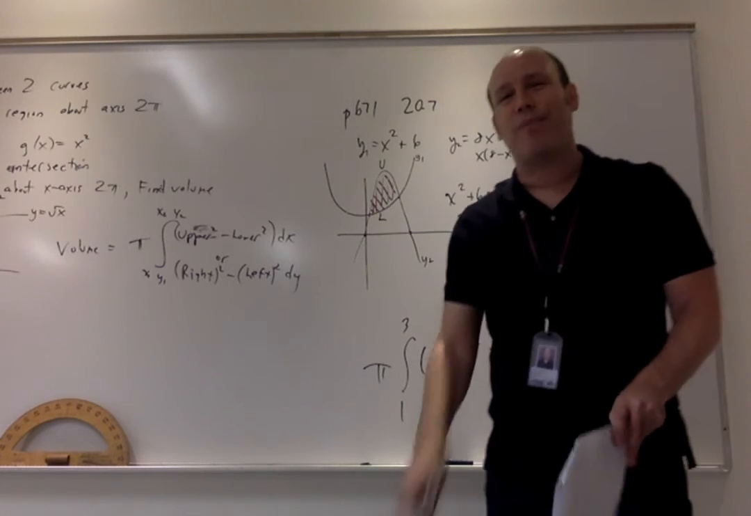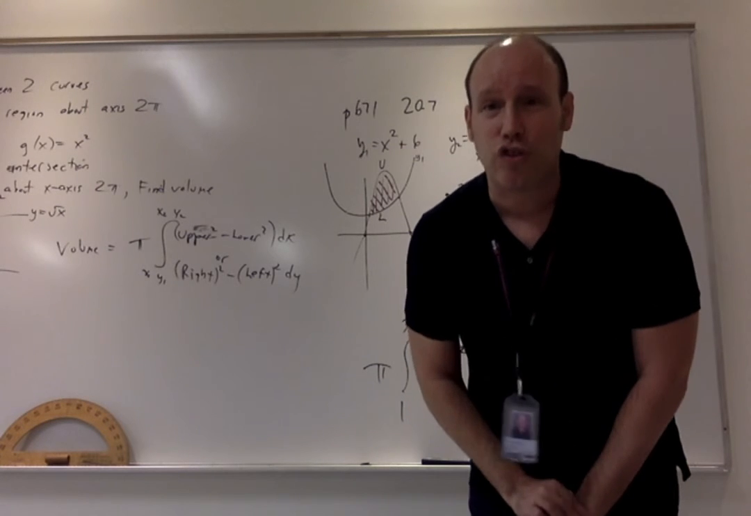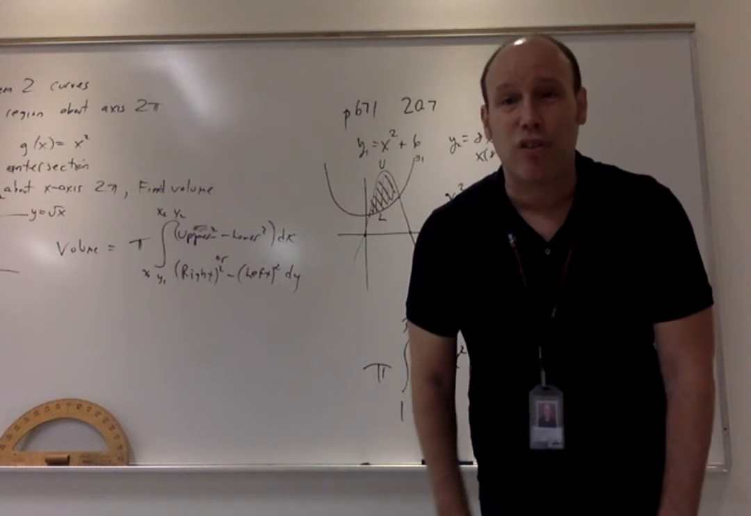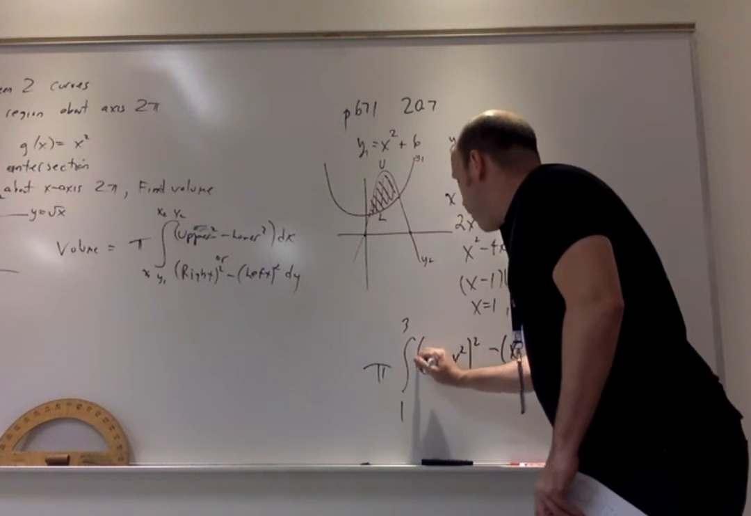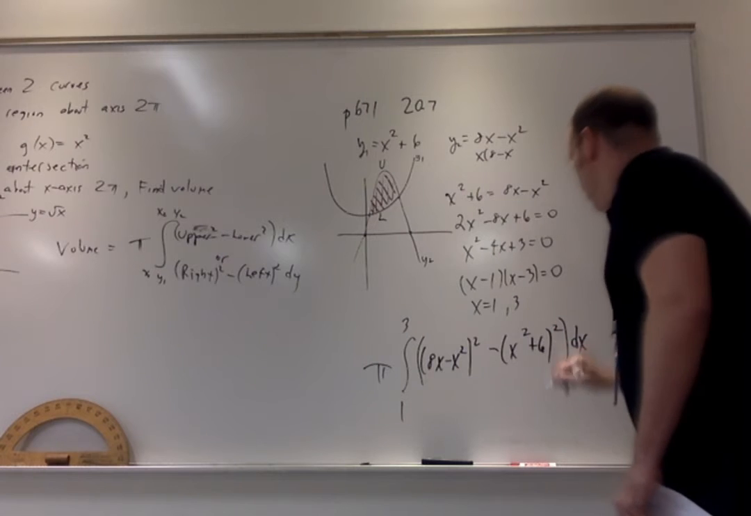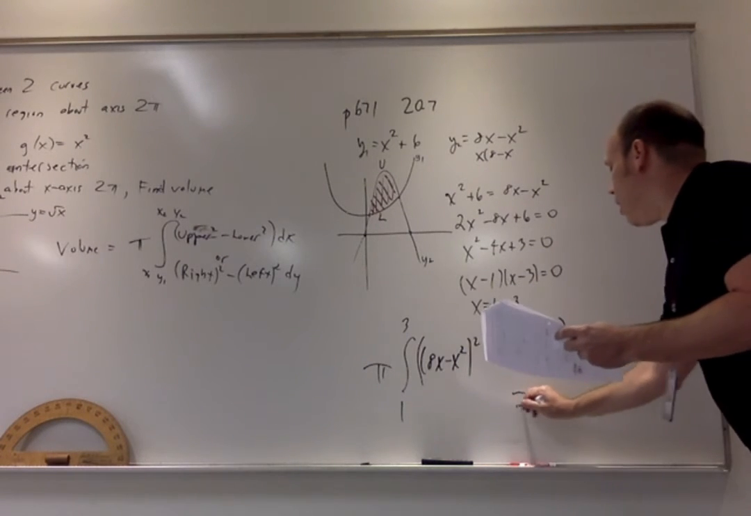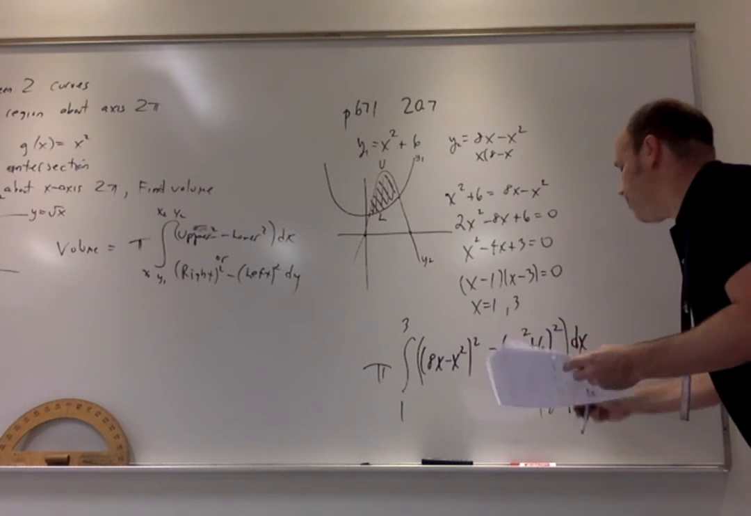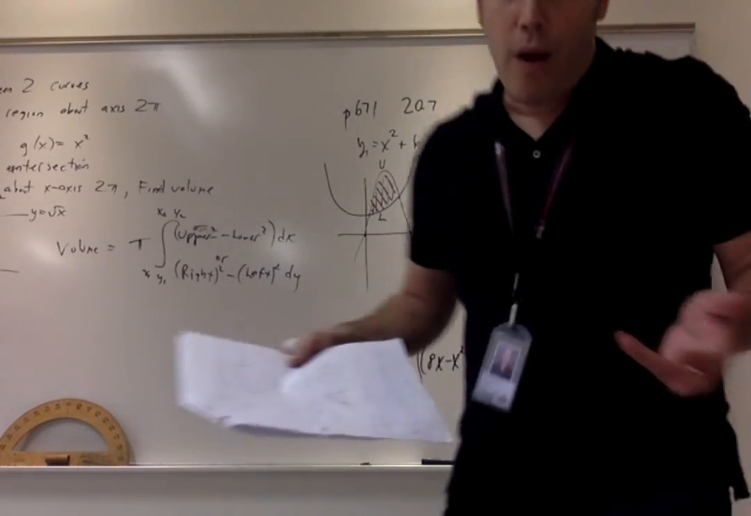But you notice something. You say, hey, wait a minute, Mr. Adler, this is a part 2 question. So the only thing you have to do is stick that in the calculator. Please make sure that everything's in parentheses. Stick it in the calculator, and the answer is 184 cubic units.